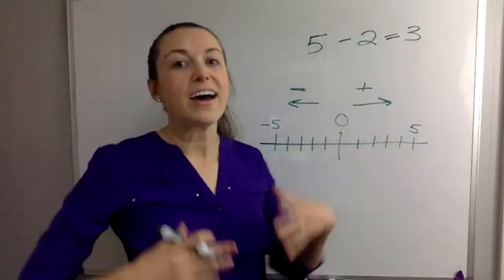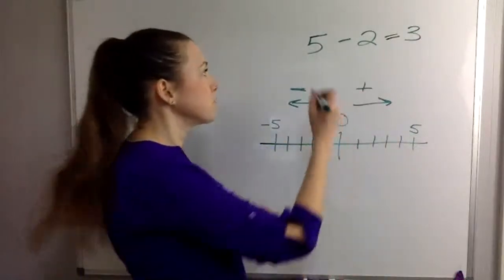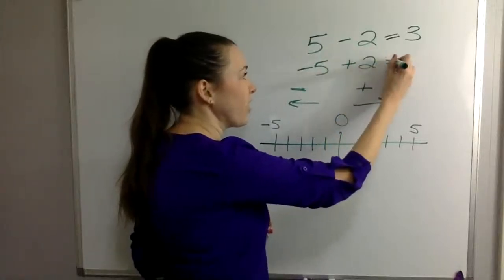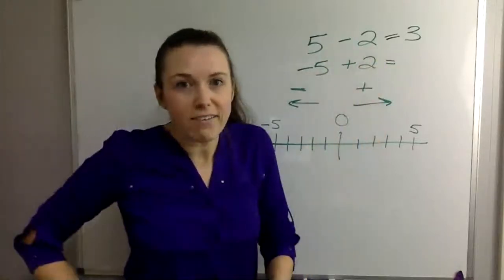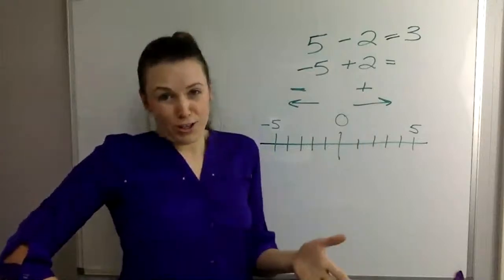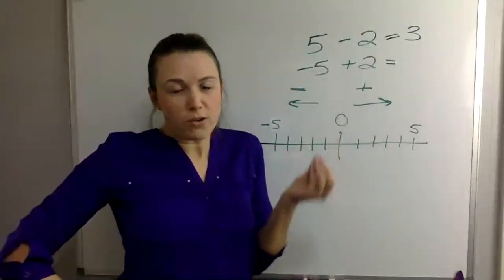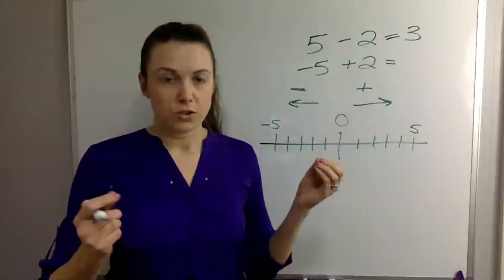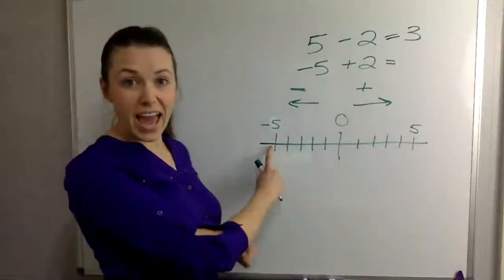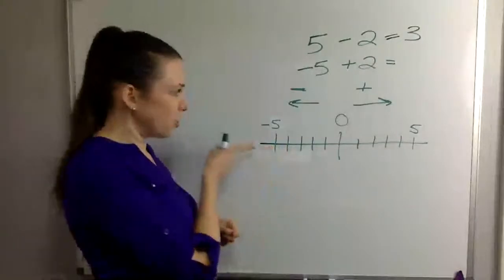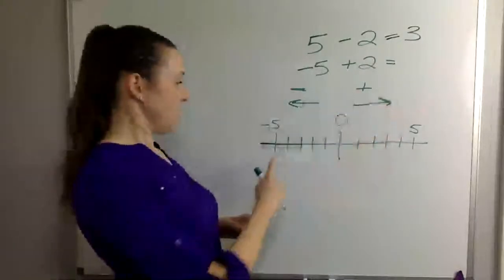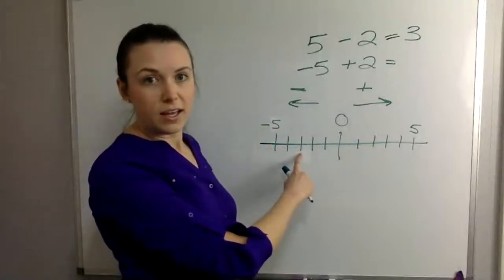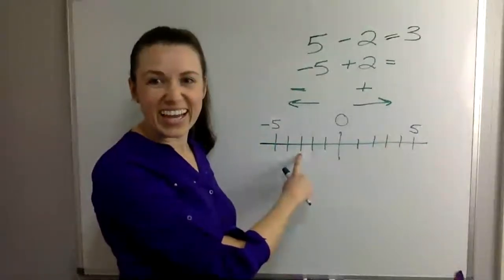But let's do another one. Let's say negative 5 plus 2. Okay, so this time, let's say I owe you $5. So I owe you $5, and right now I have $2 that I'm going to give to you. So I'm going to start right here, and I'm going to add 2. So when I add 2, I know that I go this way, right? So negative 5 plus 2 is now negative 3.